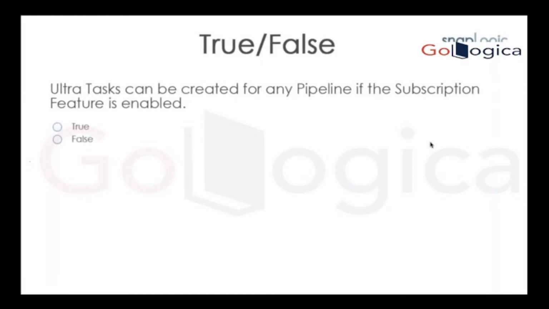So next, an ultra task can be created for any pipeline if the subscription feature is enabled. No, it's only for streaming pipelines. Correct, exactly. For batch mode pipelines, an ultra task cannot be created. It is only for the streaming pipelines.